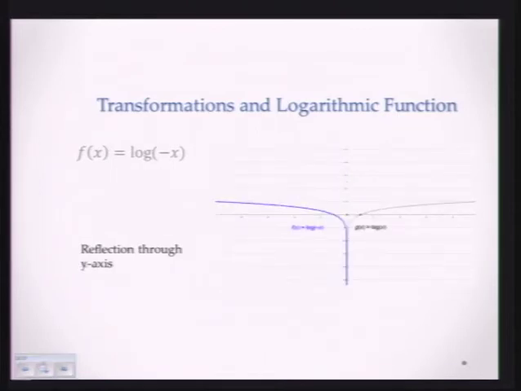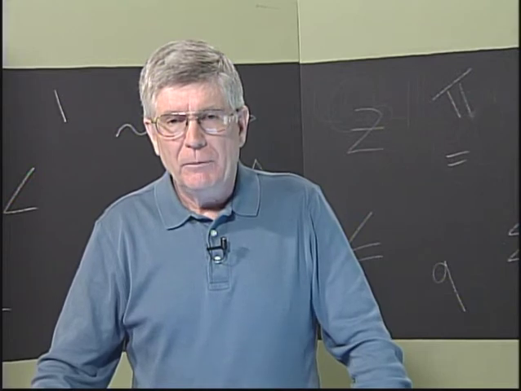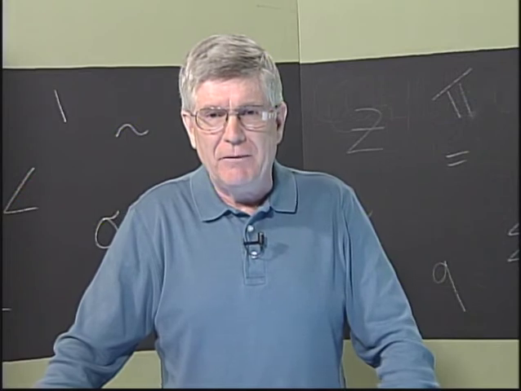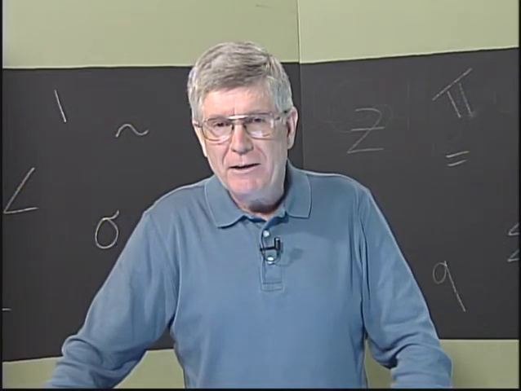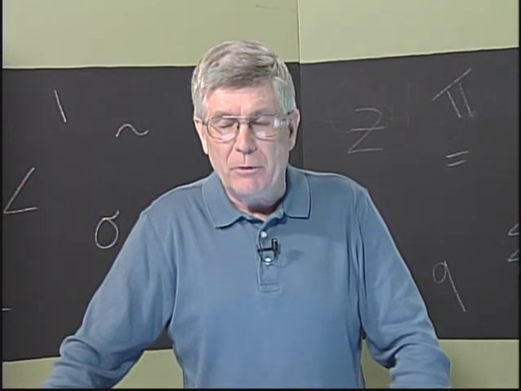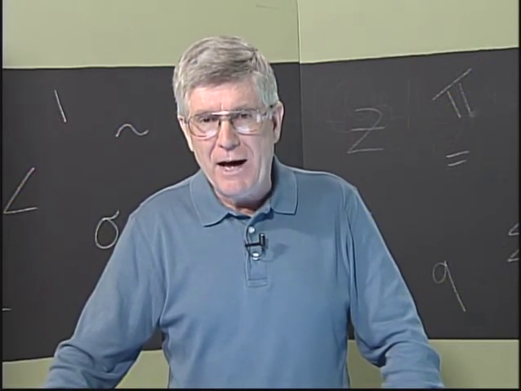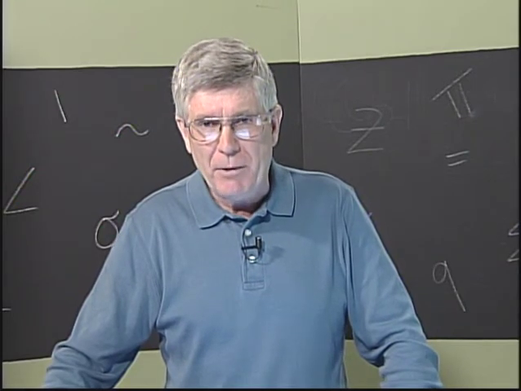And finally, you recall we can have reflections through the x-axis, through the y-axis. And in this case, f of x equals the log of negative x. Now you may be thinking, wait a minute, we cannot take the log of a negative number. But remember, we don't know what number x is until we assign it a value. And so negative x may actually be a positive number, because if I let x be negative 2, negative x is minus a negative 2, which would be a positive 2.